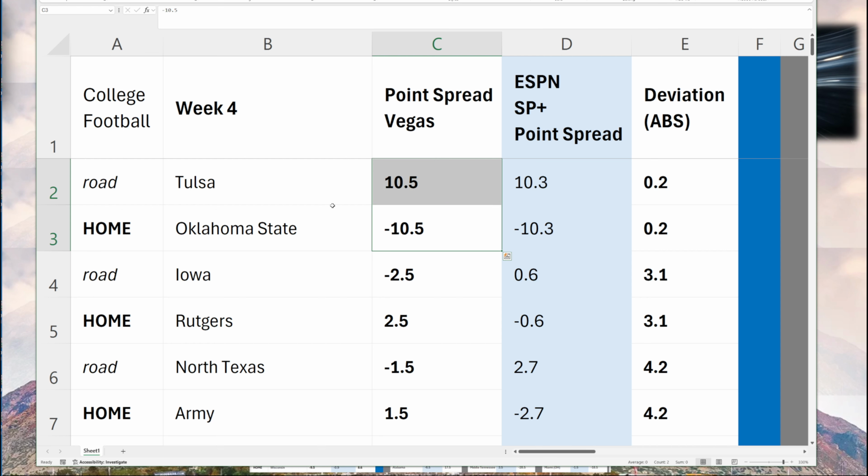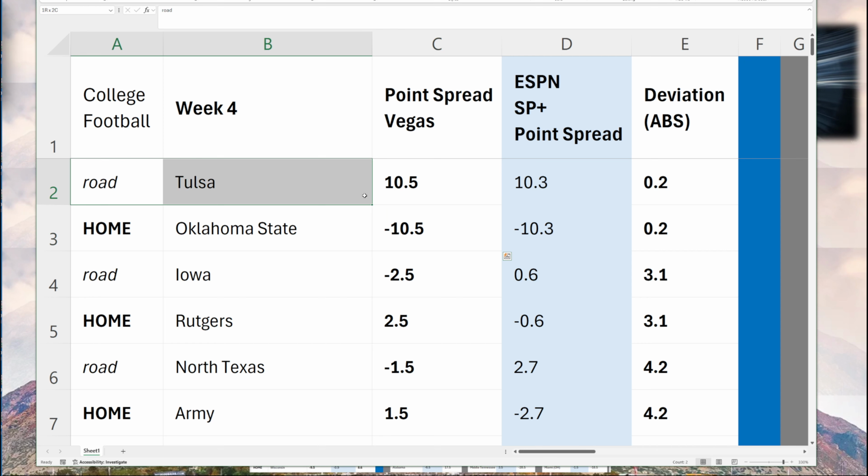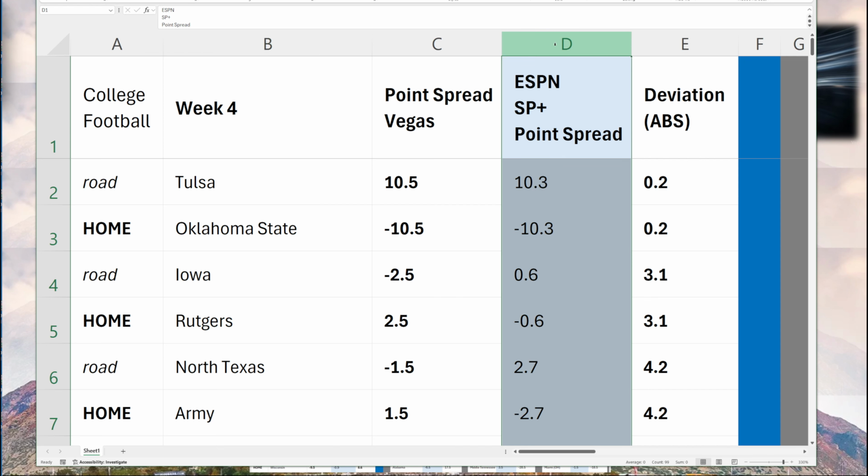Okay, so this is column C. So Tulsa is on the road. They're the underdog, +10.5. Oklahoma State is at home. They're a favorite by -10.5. So next column, this is key information organized on one spreadsheet. But one of the key bits of information that I provide on my cheat sheet is this column here in light blue, ESPN SP Plus point spread.